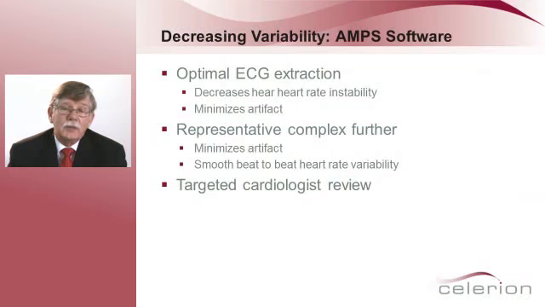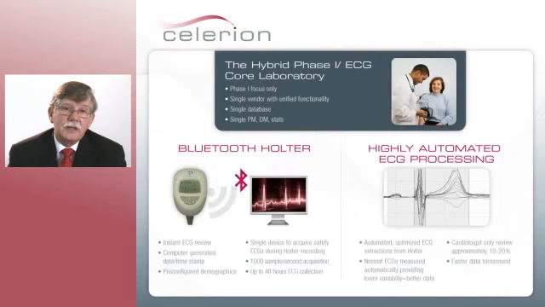So decreasing variability with the AMP software, we have optimal ECG extraction, representative complex, and targeted cardiologist review. All of these things come together in the 3 pillars that we have for our hybrid phase 1 ECG core lab, with using a Bluetooth Holter and the highly automated ECG processing.